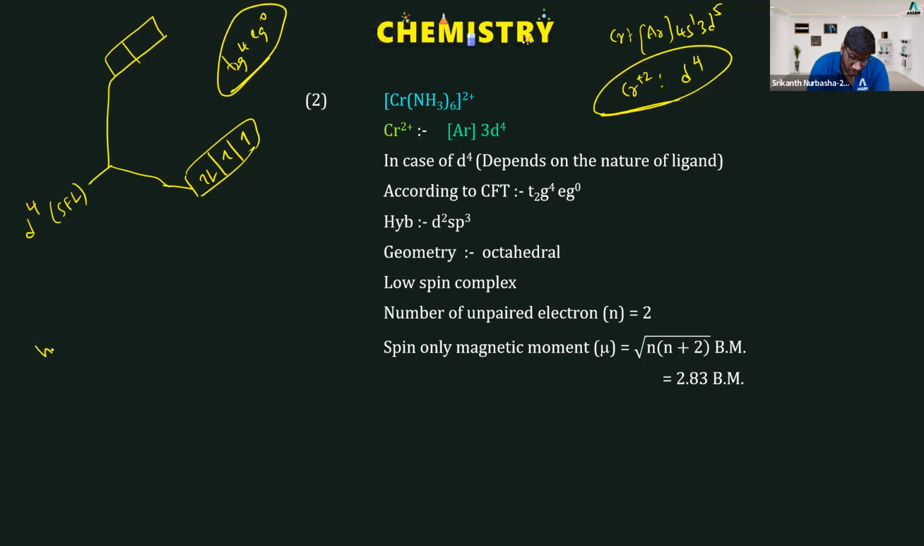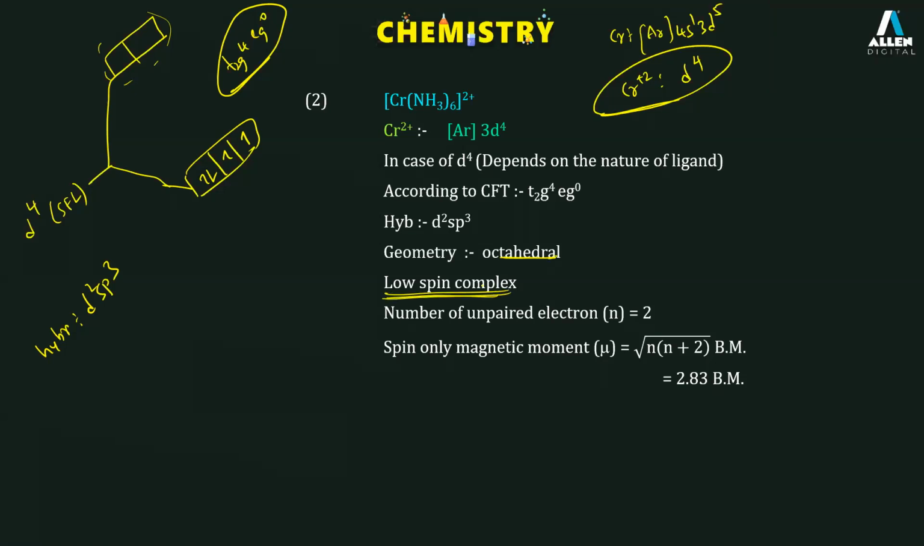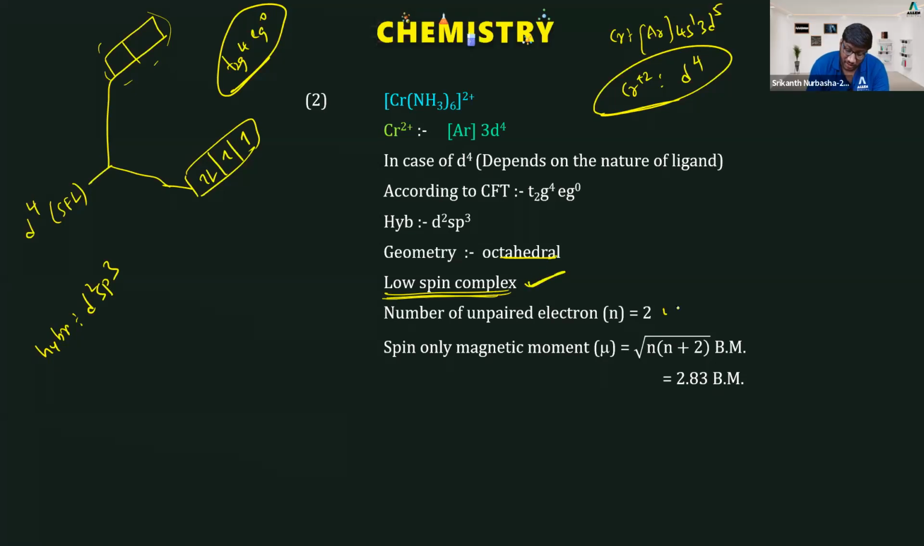So what type of hybridization? d2sp3, because inner orbitals are available. What is the geometry? Octahedral. Low spin or high spin complex? Because of the strong field ligand, only the pairing of electrons happened, so it should be a low spin complex. Number of unpaired electrons is two.